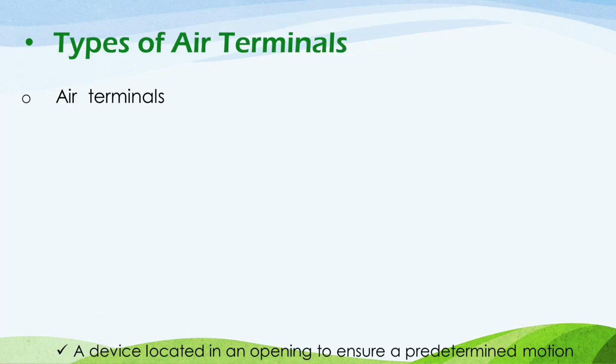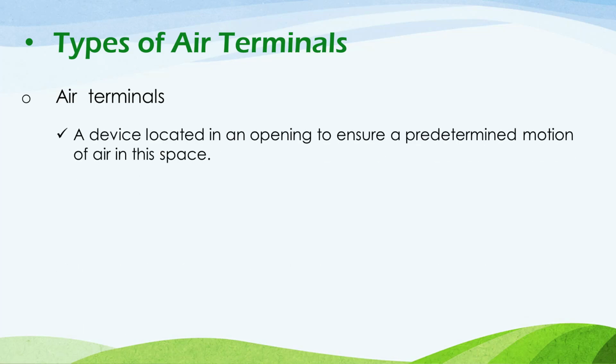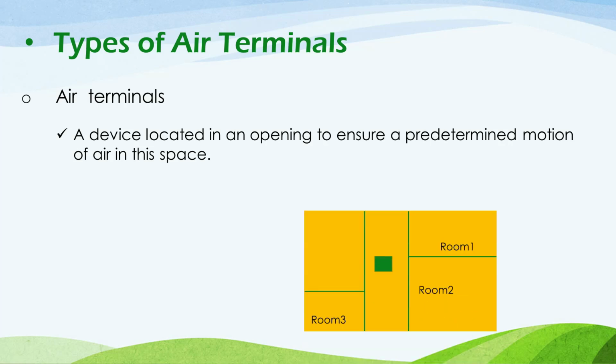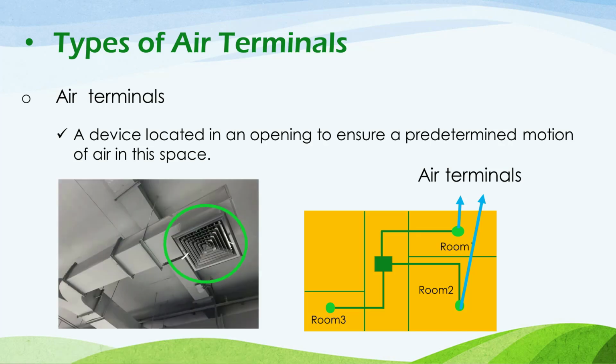Very simply, we say that the air terminal is a device that is located in an opening to ensure the predetermined motion of the air inside the space. And in some simple words, the air terminal is an opening at the end of the HVAC system that enables the cooling air or the hot air to flow from it to the room. So if this is an air conditioner unit and those are some ducts that lead that air inside the location, then those openings at the end of the ducts are called the air terminal. And this is the physical shape of the air terminal. You see, this is a duct and its end has a square air terminal.